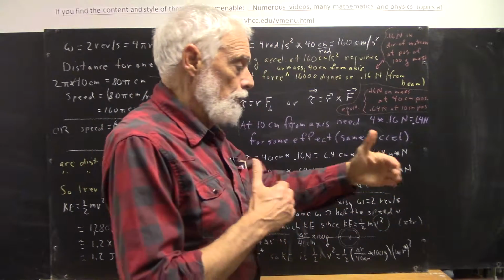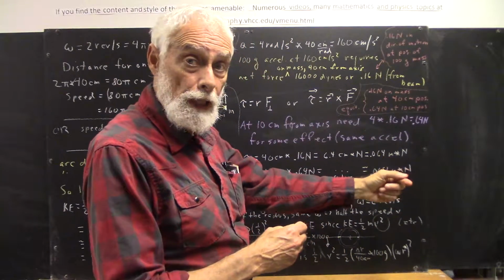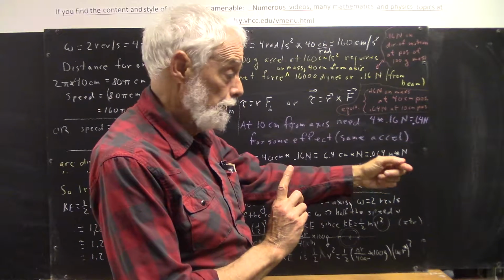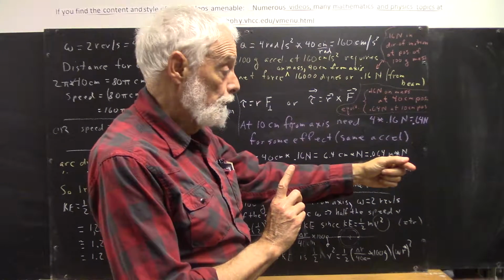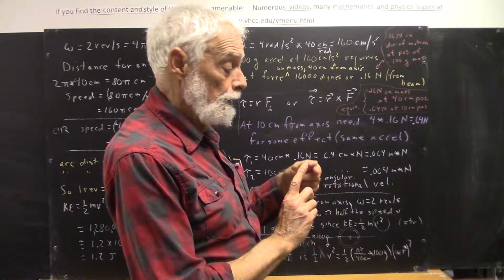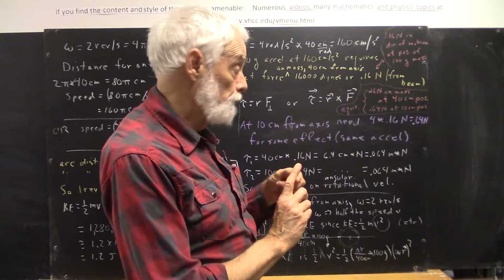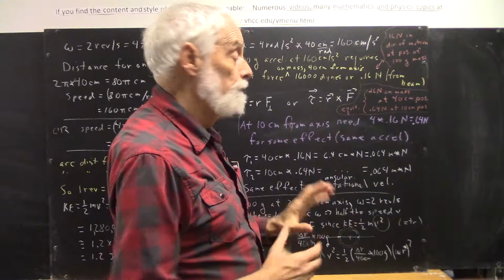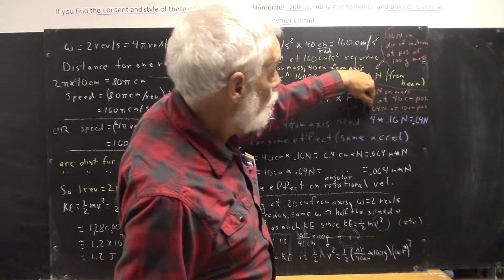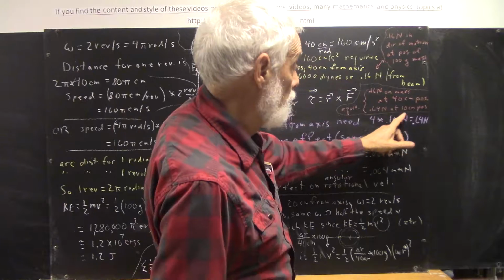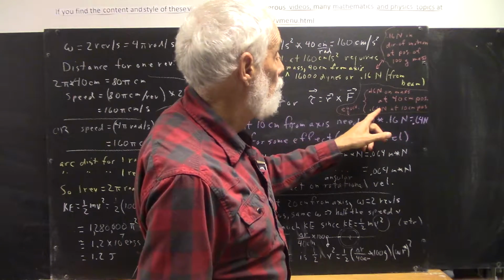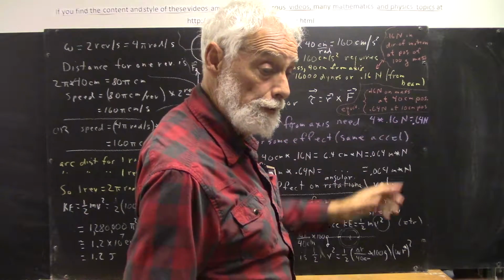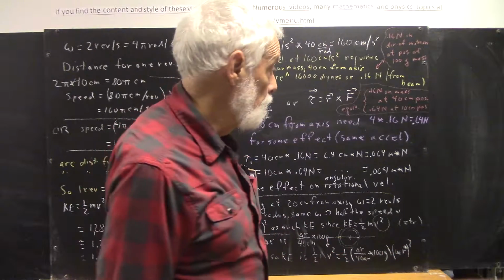Now, 0.16 newtons exerted out here, where the axis of rotation is here, is equivalent to what force exerted 4 times as close to the axis of rotation? Okay, well, it has the same effect as 4 times the force exerted at that 10 centimeter position. 4 times the force at 1/4 the distance gives you the same rotational effect.